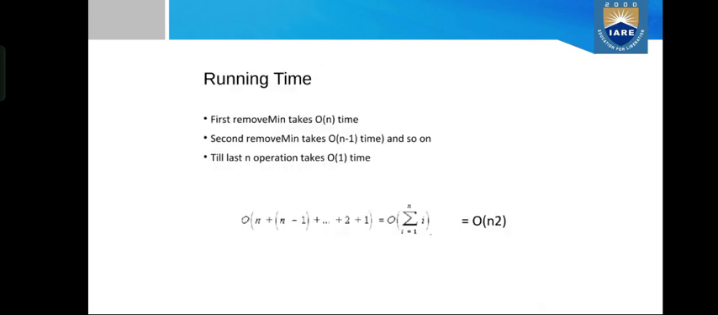The runtime of the selection sort algorithm is: the first removeMin takes big O of n, the second removeMin takes big O of n minus 1, and so on till the last operation takes big O of 1. The time complexity goes as big O of n plus n minus 1 plus and so on plus 2 plus 1, which equals big O of the sum of i from 1 to n, which equals big O of n squared.